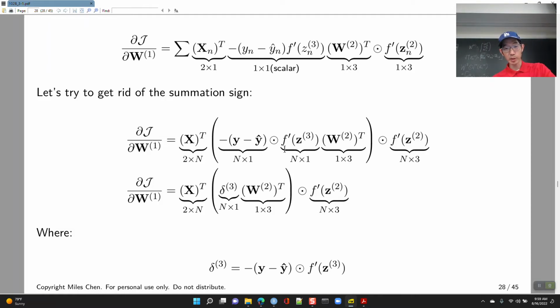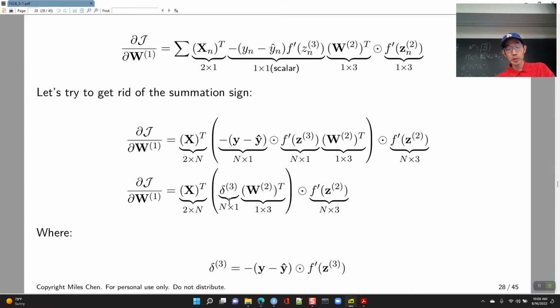So this becomes n by 1. And that's actually familiar to us. This is delta 3. And then I can multiply this by 1 by 3. So note there's no subscript here. W2 is the same, so this is not going to get multiplied by n. All right? And then over here, we look at all n rows here, and this is going to become n by 3. And the dimensions line up, okay?